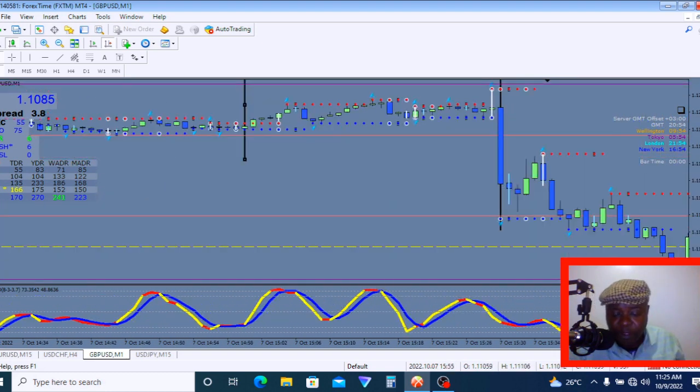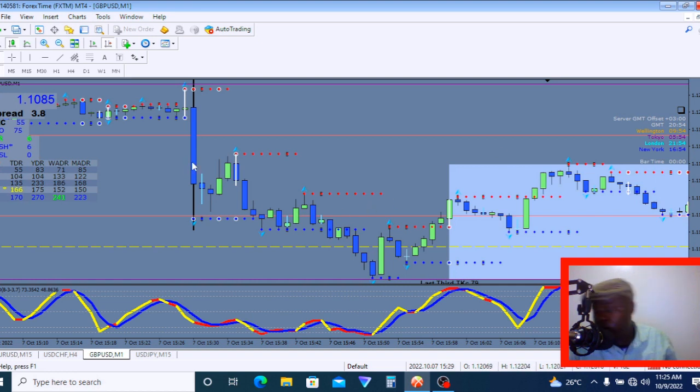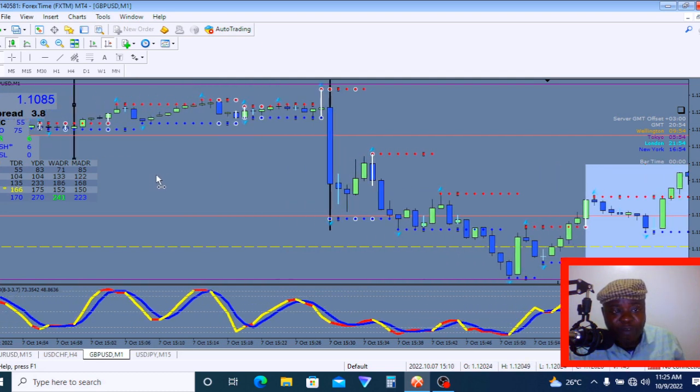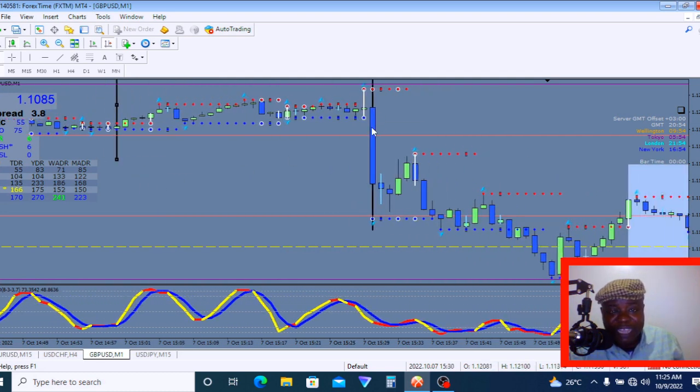Okay, fine. So this is the one that I drew previously. This is the line that I drew from a bigger time frame. Look at the line from here.